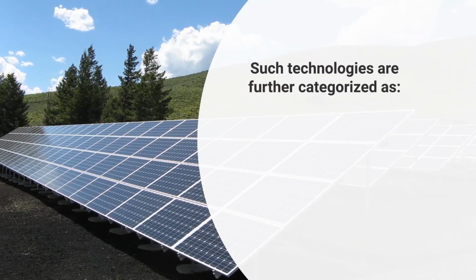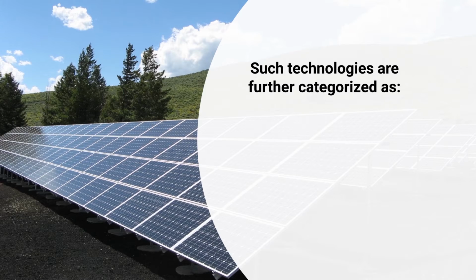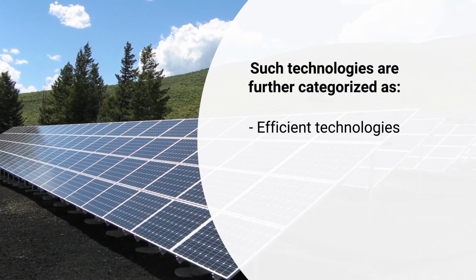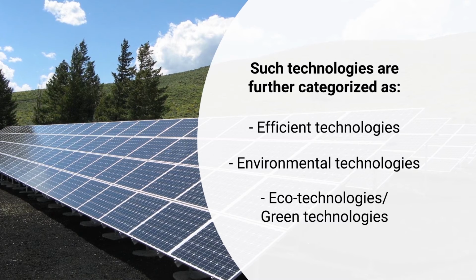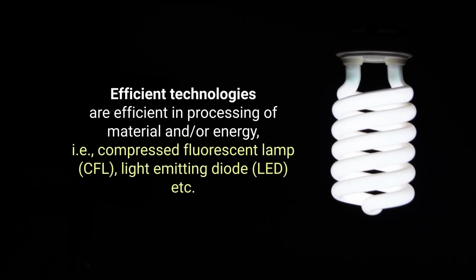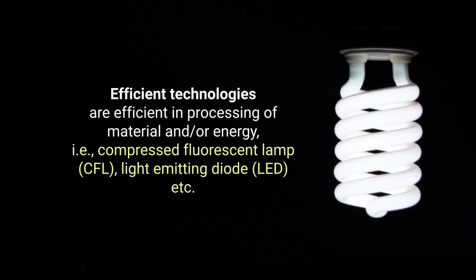Such technologies are further categorized as efficient technologies, environmental technologies, and eco-technologies or green technologies. Efficient technologies are efficient in processing of material or energy. For example, if we use a CFL lamp and LED lamps, then they will consume lesser energy than your regular lamps.